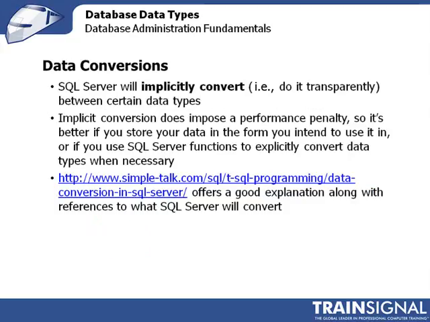Sometimes the data that's in the database isn't quite in the data form or data type that you need, and so SQL Server will implicitly convert between certain data types. That means it's doing it transparently under the hood without you having to do anything. Implicit conversion does impose a performance penalty, so it's better if you store your data in the form that you intend to use it in, or if you use SQL Server functions to explicitly convert the data types when necessary. Here's a URL that offers a good explanation of this data conversion concept, along with some references to what SQL Server will and will not implicitly convert for you.